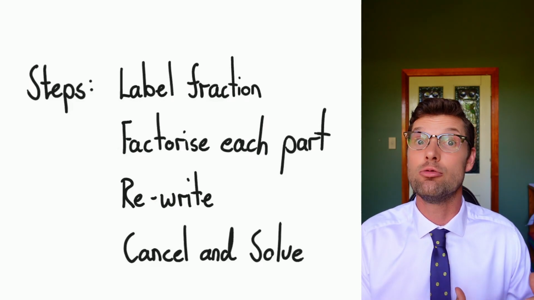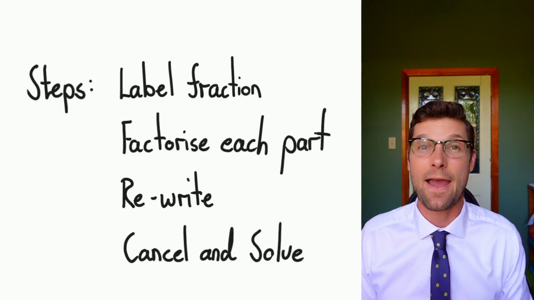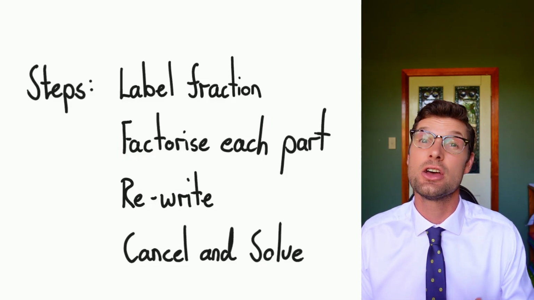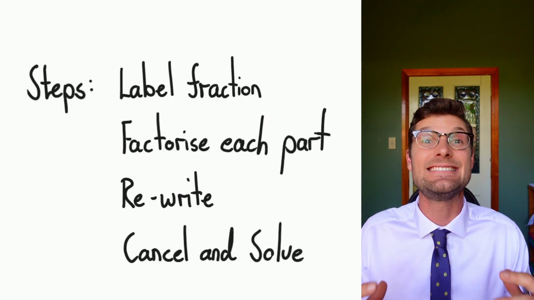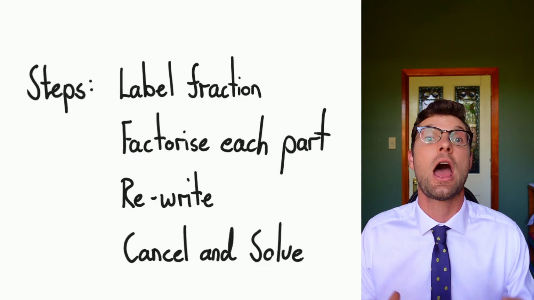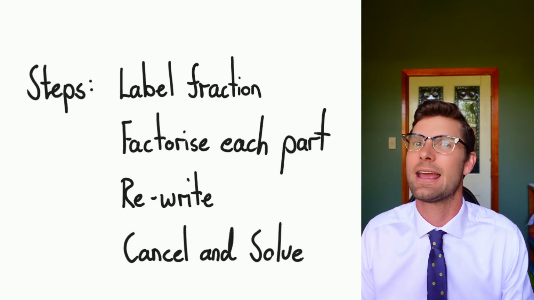From there, I want you to rewrite the fraction using your factorized parts, and then you're going to have to cancel like we just did. So the factorization is only one part of this, but the setting out, labeling, and writing out are 2 major components of this. If you can do that, you will be on the right track, guaranteed.